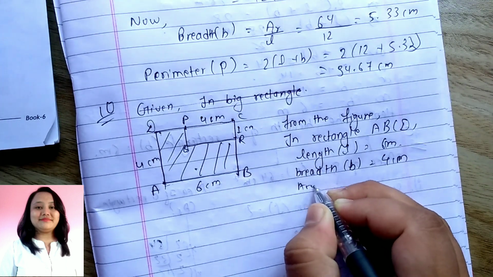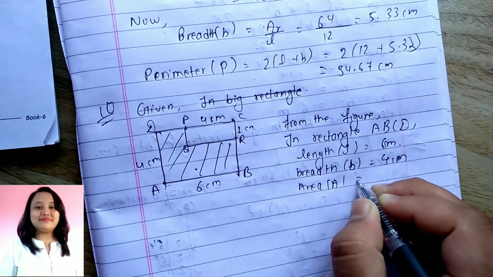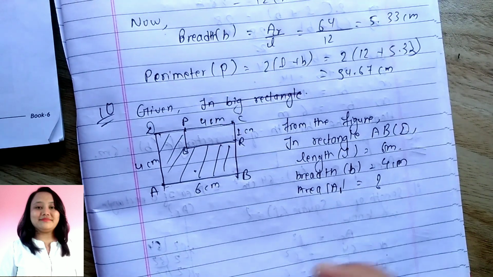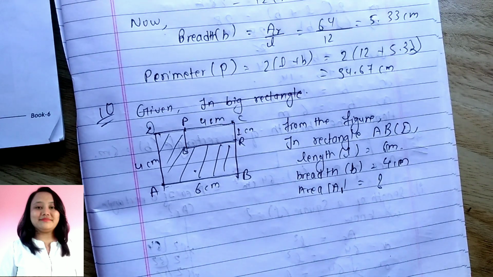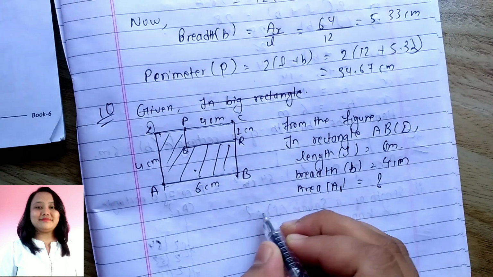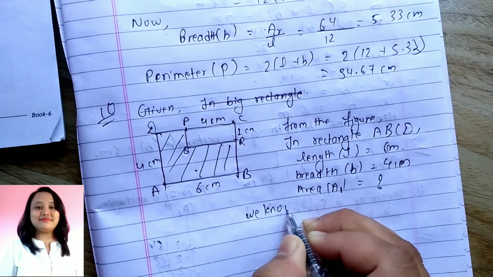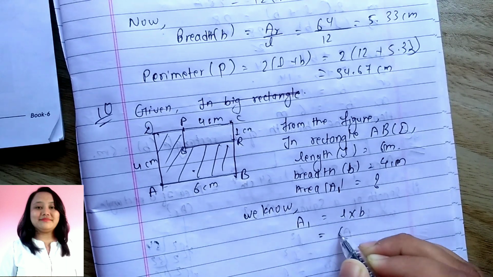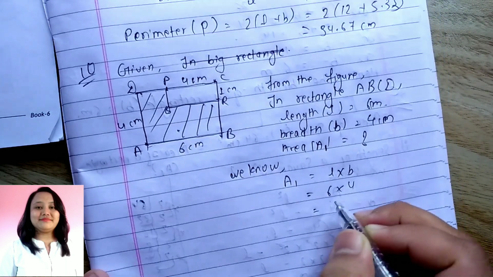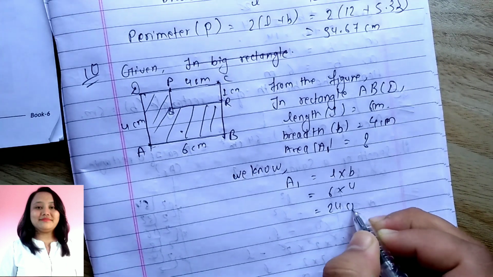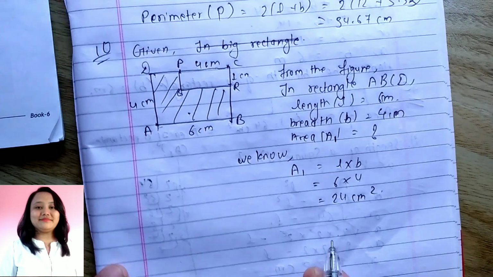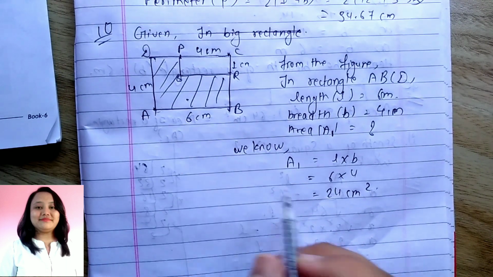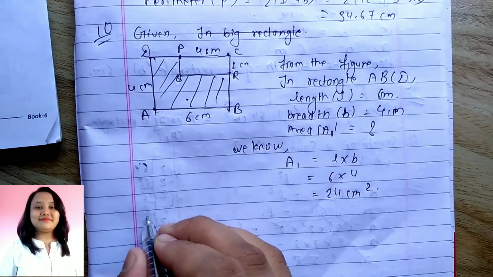Now area A equals to what? So this area we can denote as A1, okay, because we need to find out the two areas, no? So this will be A1. We know A1 equals to L into B equals to 6 into 4 equals to 6 4s are 24 cm square. So one area we found out, that is the area of the bigger rectangle, that is 24 centimeter square.